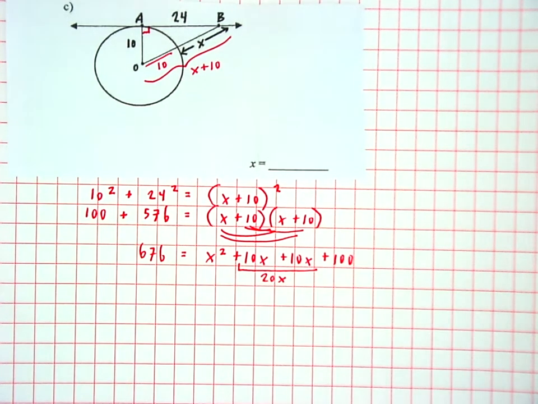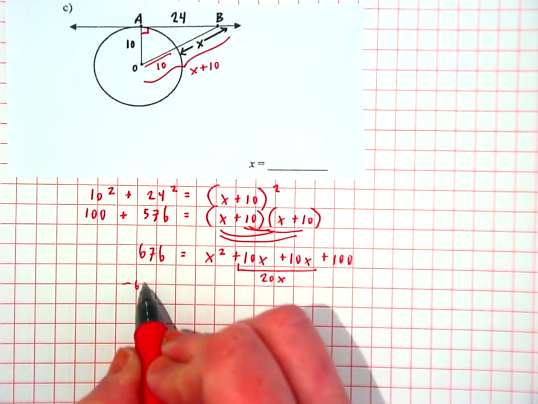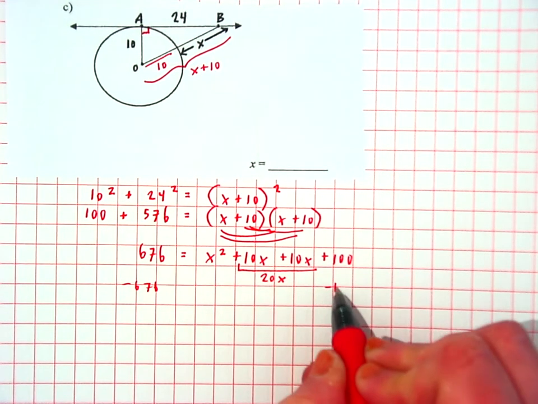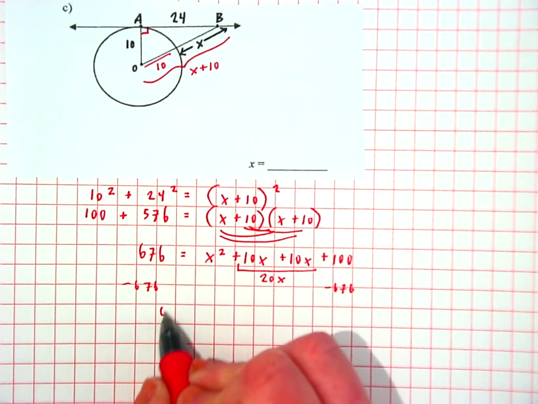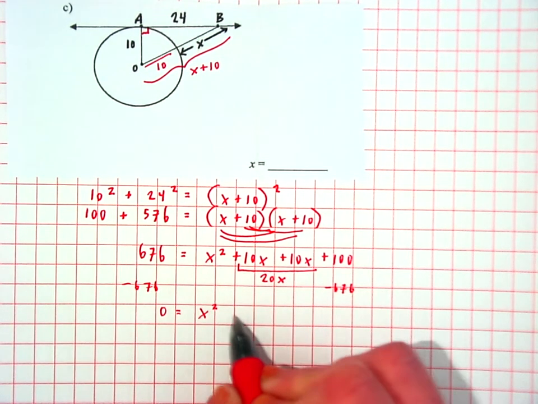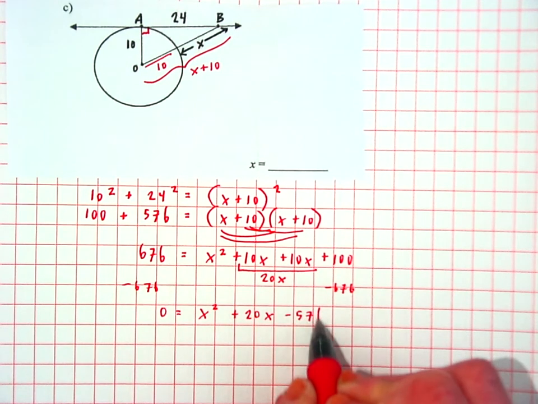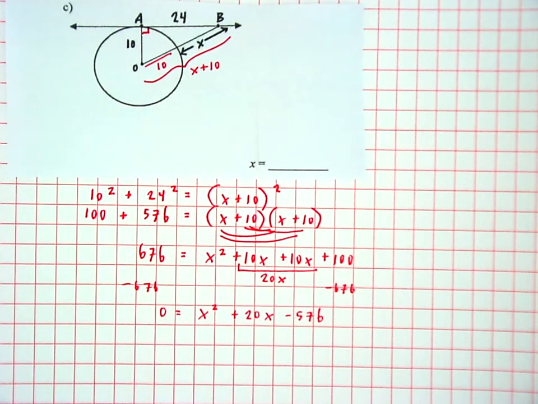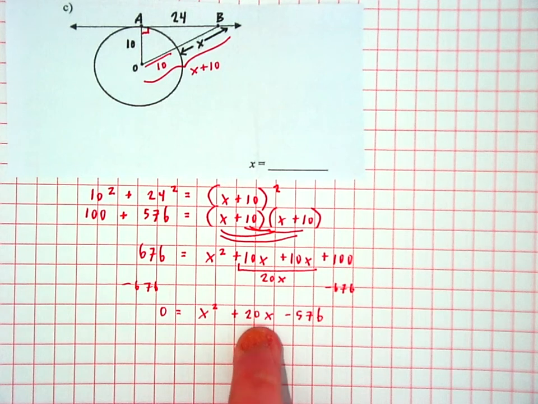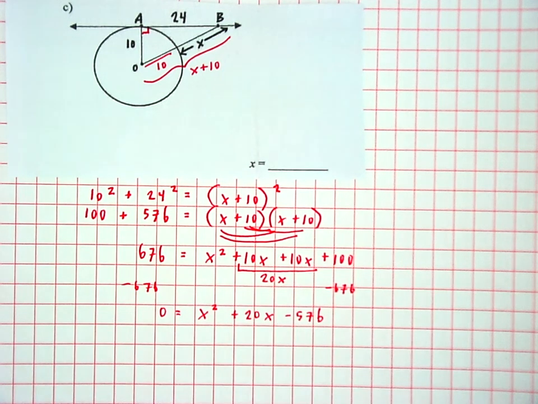So now, in order to solve it, I see that it's a quadratic equation. I need to have it set equal to 0. So I'm going to take away the 676 from each side. So 0 equals x squared plus 20x minus 576. So here I can run through my options for how I can solve it. If I was to try to solve by taking the square root, it wouldn't work here because I have a linear term. Okay, my next option is to try to factor it, and this one is factorable.